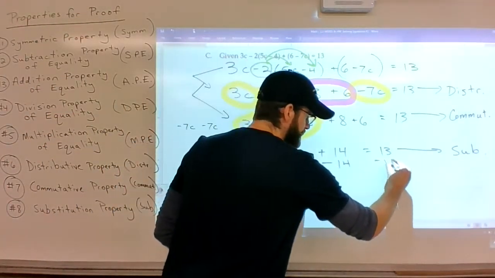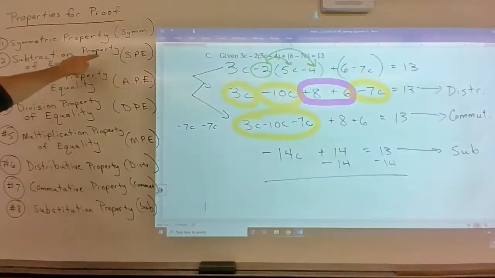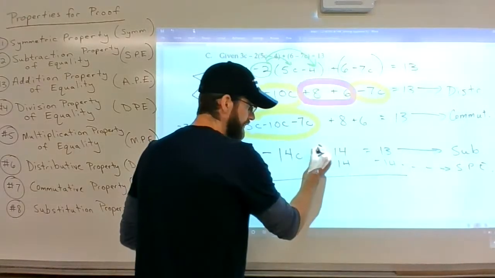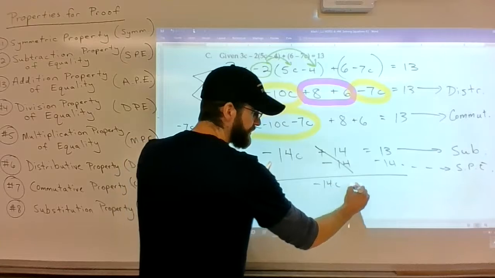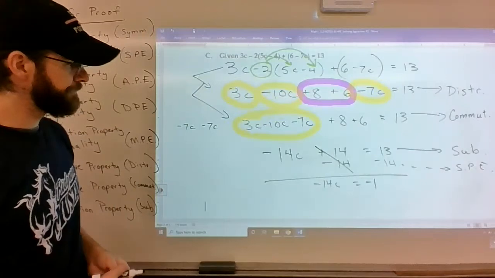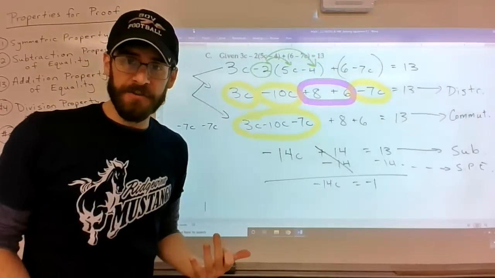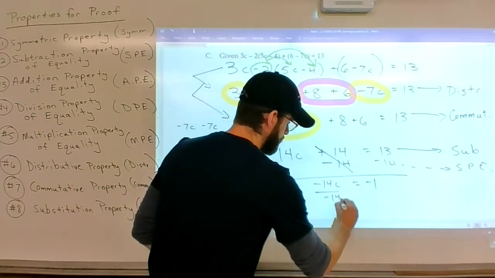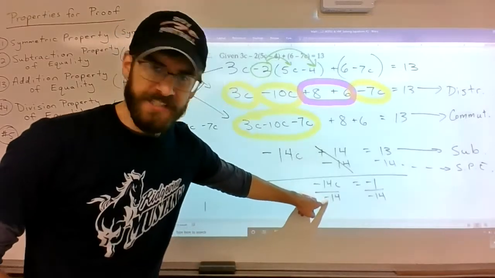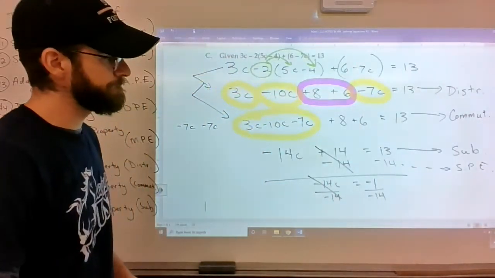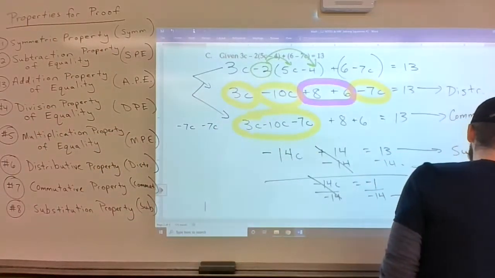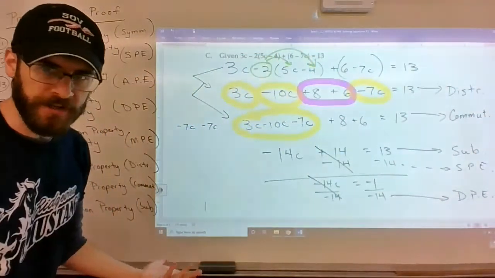Opposite of plus is minus. That would be the subtraction property of equality, SPE. That's 0. Negative 14c remains. 13 minus 14 would be negative 1. All right, now you divide both sides by negative 14. Negative 14 divided by negative 14 is 1. And I should note my property before I forget. That was division property of equality.